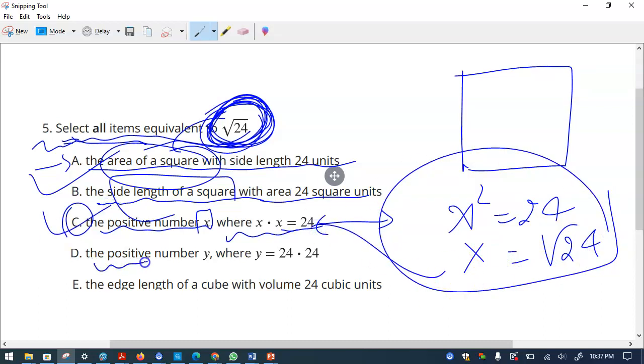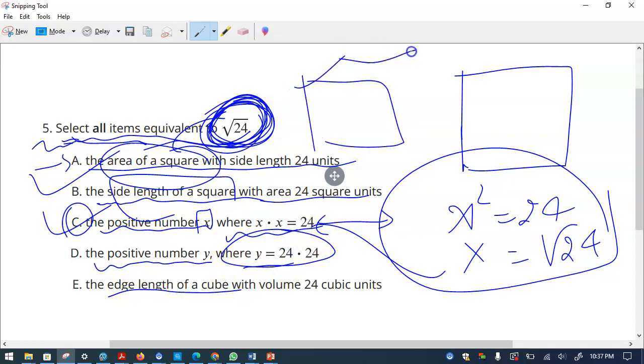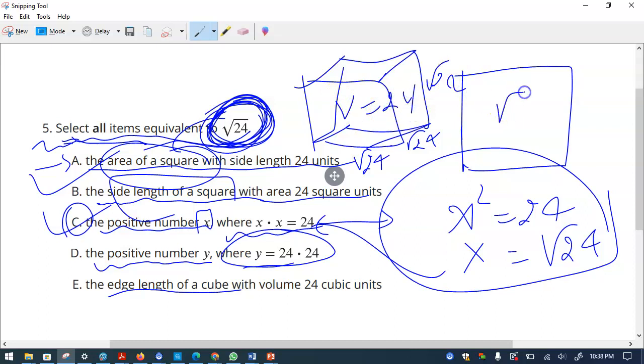And the other one, a positive number y where y is this, doesn't even make sense, and the edge length of the cube is this way. If this is square root of 24, square root of 24, and square root of 24, this will never give you the volume as 24, because square root of 24 times square root of 24 times square root of 24 will be 24 square root of 24. So that's wrong. So the only options are B and C.